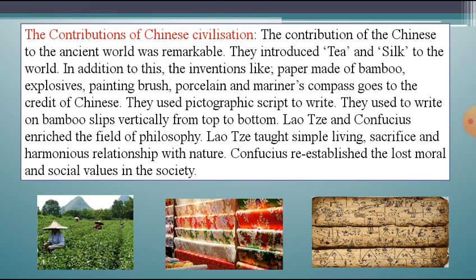Lao Tzu and Confucius enriched the field of philosophy. Lao Tzu taught simple living. He was a king and he believed in sacrifice and a harmonious relationship with nature. He loved nature and was a simple living person. So this was all about the Chinese civilization.